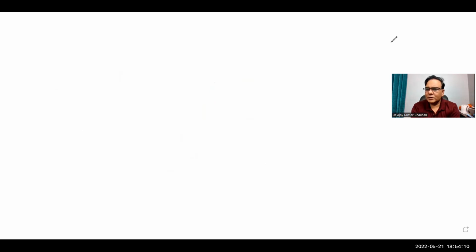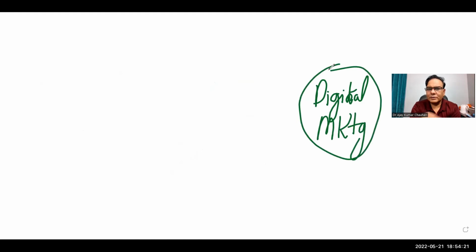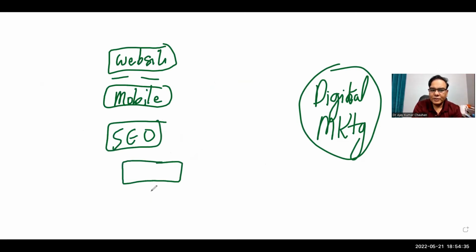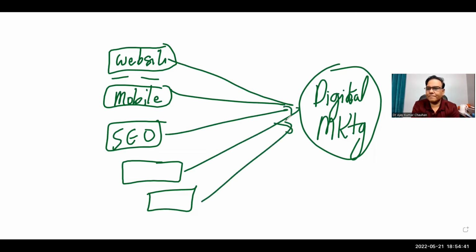Another formative construct which I have seen in the literature is digital marketing. There are different types of digital marketing like website, mobiles, SEO. So there are many components of digital marketing like this. I have seen in one of the papers that digital marketing is a formative construct. So these are the formative constructs.